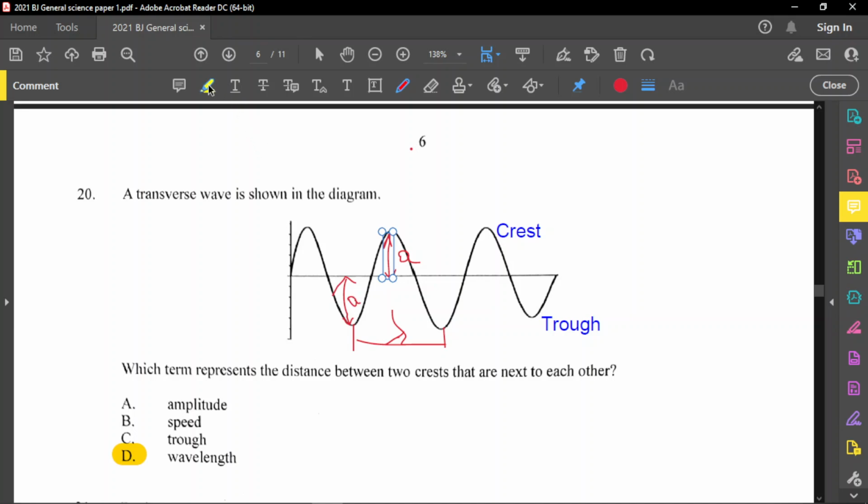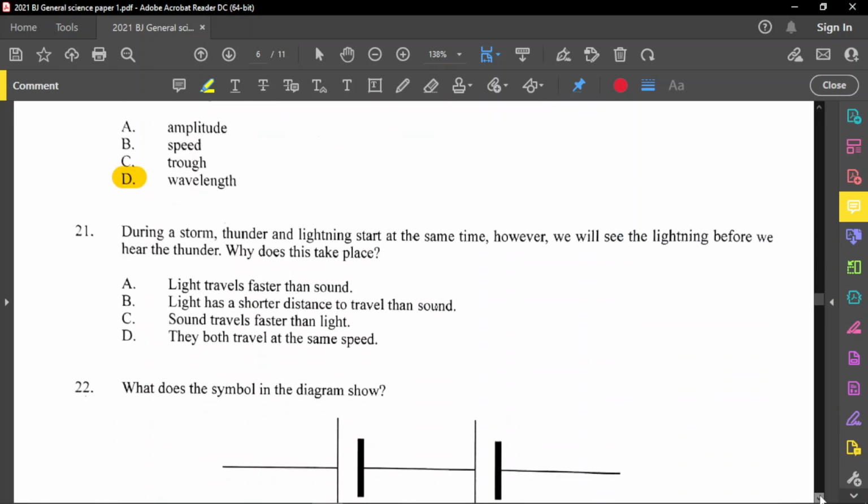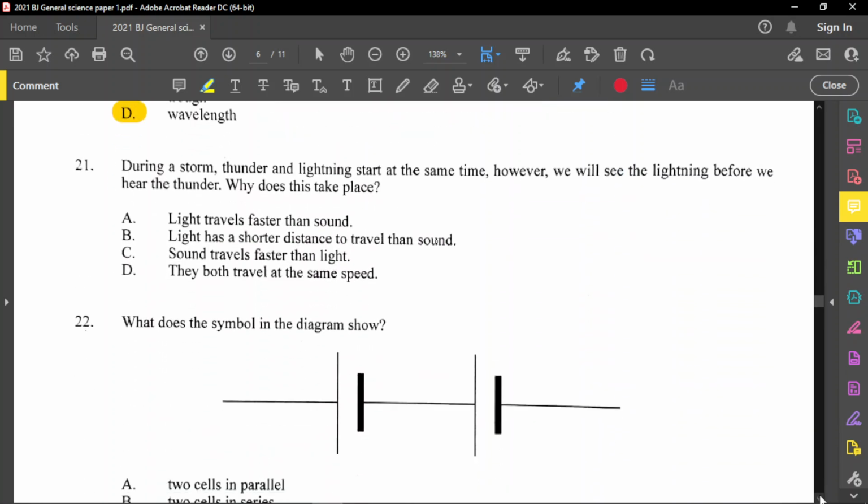All right, let's go to question number 21. And question number 21 is that during a storm, thunder and lightning start at the same time. That's important. They start at the same time. However, we will see the lightning before we actually hear the thunder. Why does this take place? And remember now, they produce at the same place.